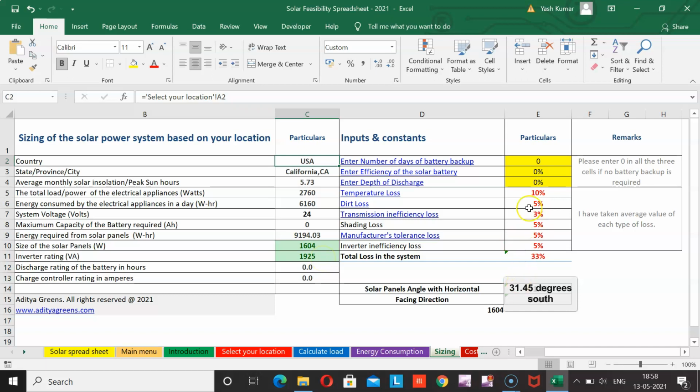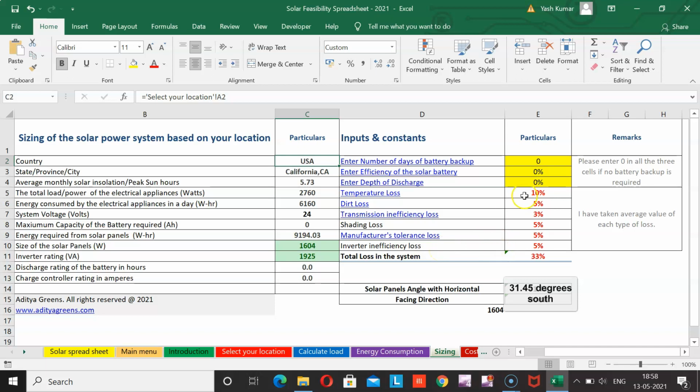Now you can see that we have considered a number of losses while designing the overall solar power system: temperature loss 10%, dirt loss, transmission inefficiency loss, shading loss, manufacturer tolerance loss, and inverter inefficiency loss.